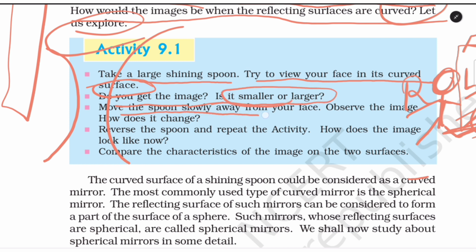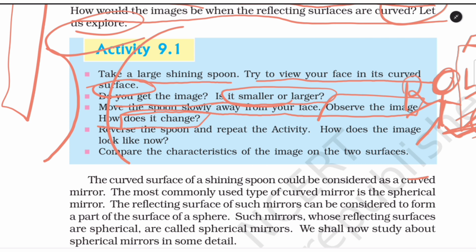Move the spoon slowly away from your face. Observe the image. How does it change? In front of your face you are holding the spoon. A big spoon means take it to some distance. You extend your hand. How do you look in the spoon? Has anything changed?